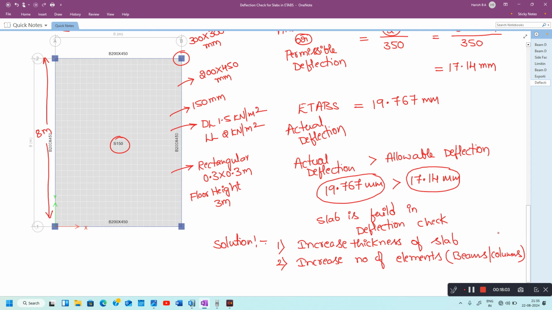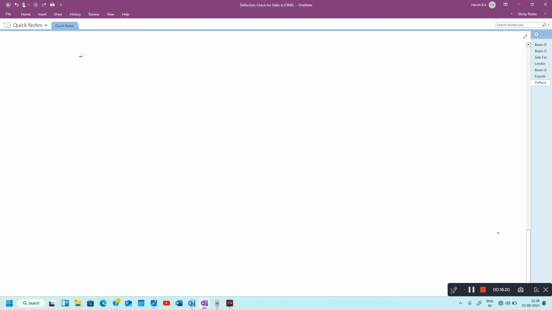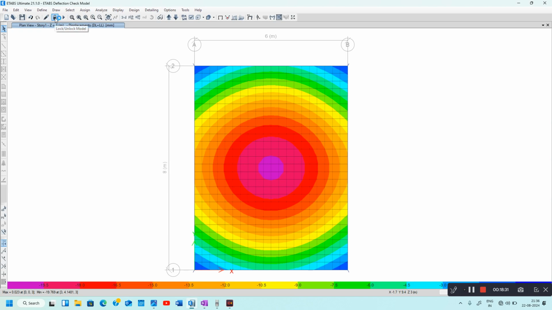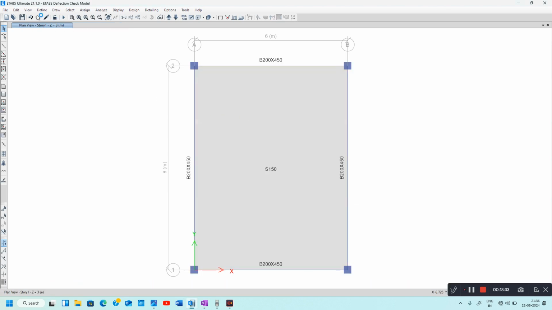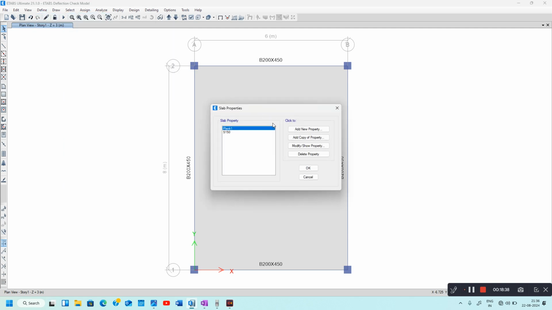So let me try this. I will increase the slab thickness. First I used a slab thickness of 150 mm. Next I will increase the slab thickness to 200 millimeter. So let me go to the ETABS model. First unlock the model. Go to define, section property, slab section.